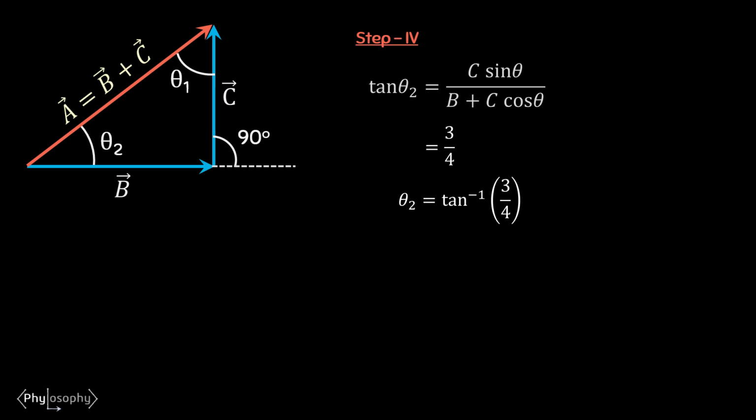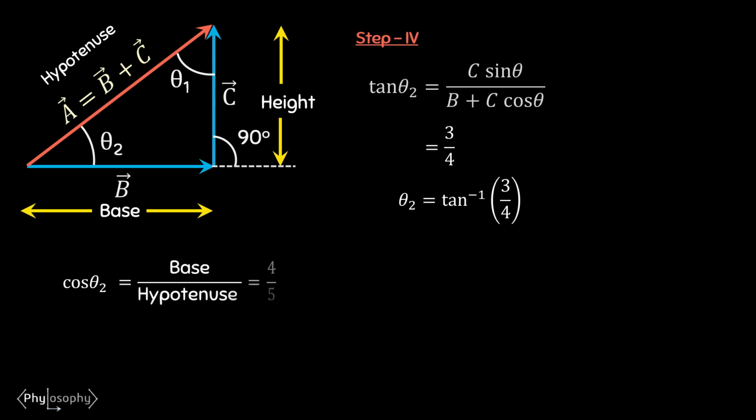Now you can also find this angle, that is the angle between vector A and vector B, using the definition of cosine of the angle theta 2. So for this triangle, this is the base, this is the height and this is the hypotenuse. Therefore, from the definition of cosine of the angle theta 2, we can write cos theta 2 equals base over hypotenuse, which equals 4 over 5. Therefore, theta 2 equals cos inverse 4 over 5, which is also equal to tan inverse 3 over 4. So this is the angle between vector A and vector B.